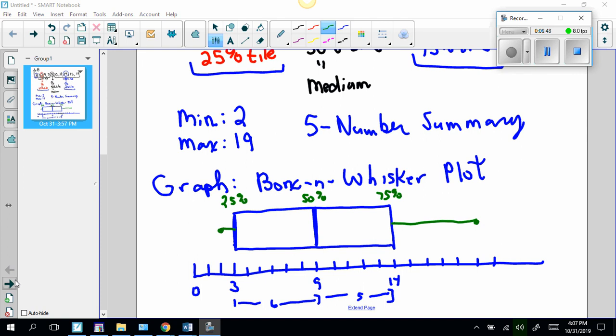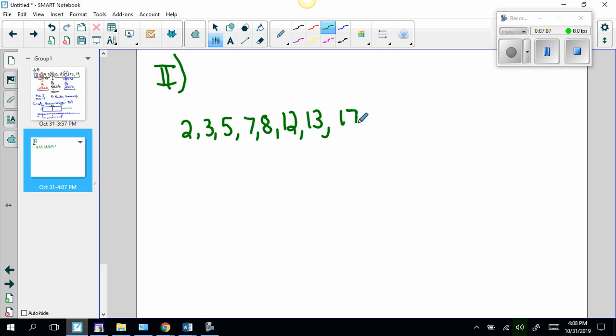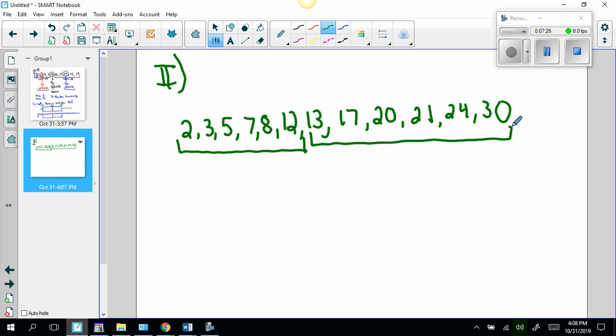Okay, now let's work with a different data set. Let's work with 12 pieces of data. So this is example 2. Example 1 was done earlier. So: 2, 3, 5, 7, 8, 12, 13, in ascending order please, 17, 20, 21, 24, and 30. So you got a set of 6, and another set of 6.